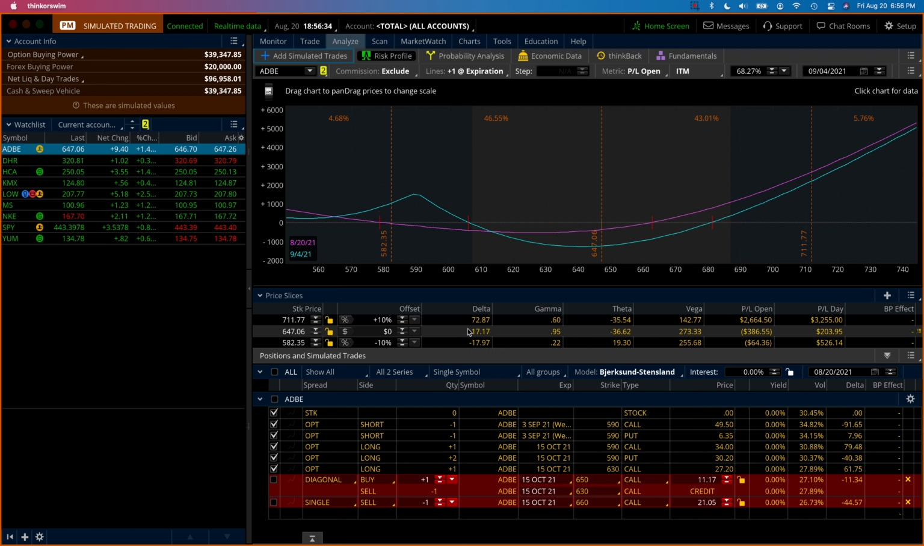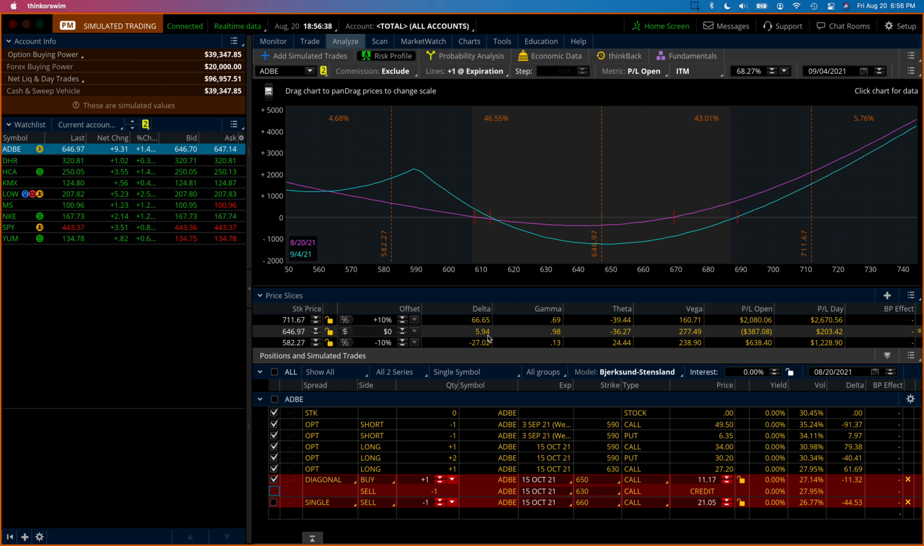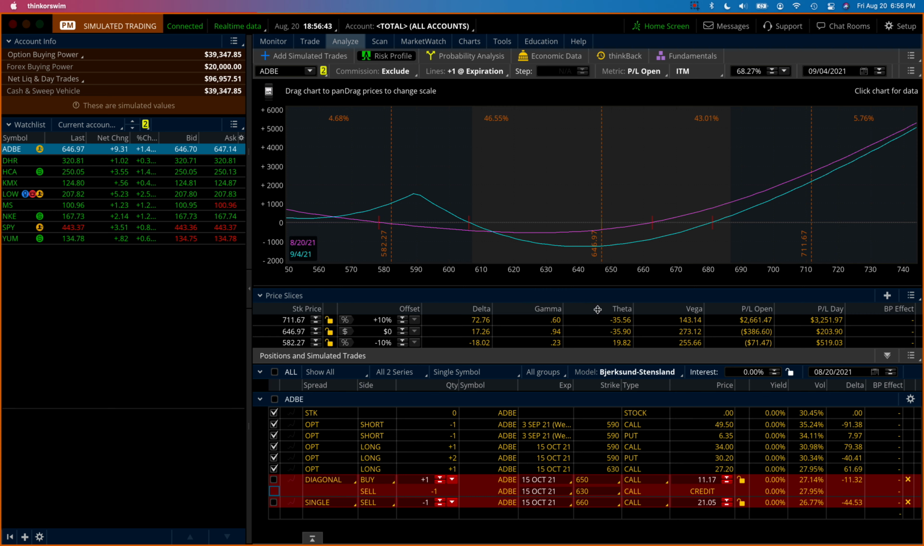If I did that, notice the delta is 17 now. If I did that, it lowers it to 5. So I don't want to do that. Perhaps next week we'll do that. I think Adobe might continue to go higher, and I feel bullish about it, so I'm not going to do anything.